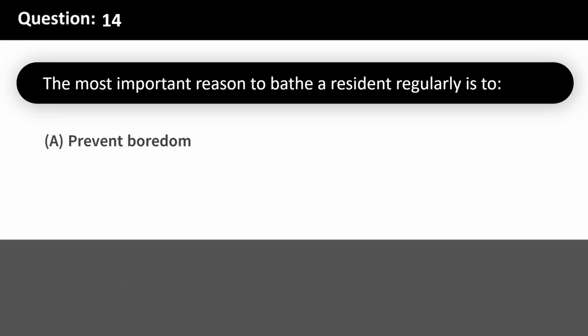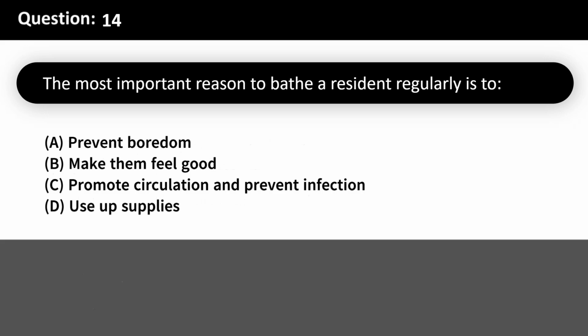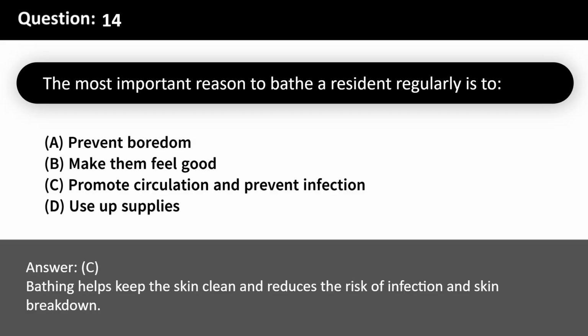The most important reason to bathe a resident regularly is to: A. Prevent boredom. B. Make them feel good. C. Promote circulation and prevent infection. D. Use up supplies. Answer: C. Bathing helps keep the skin clean and reduces the risk of infection and skin breakdown.